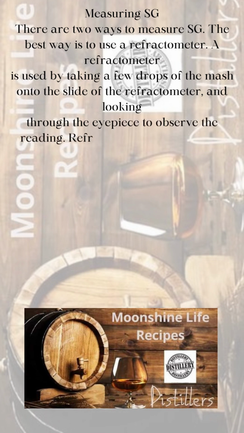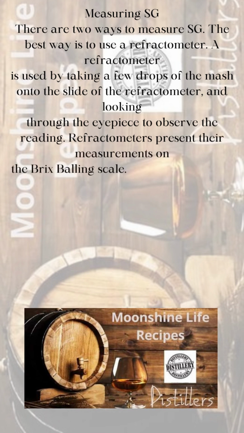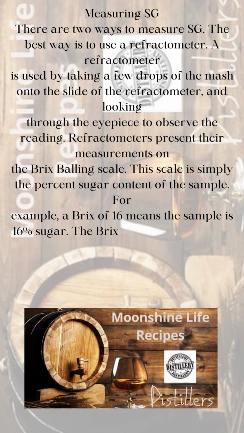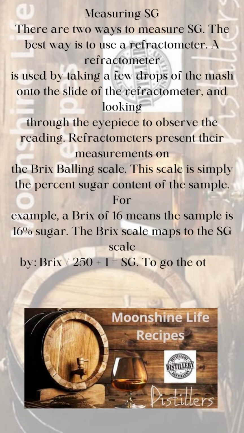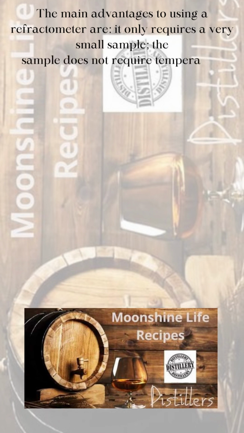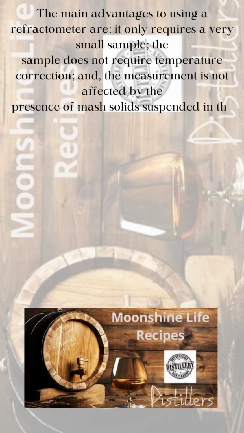Refractometers present their measurements on the Brix balling scale. This scale is simply the percent sugar content of the sample. For example, a Brix of 16 means the sample is 16% sugar. The Brix scale maps to the SG scale by Brix/250 plus 1 equals SG. To go the other way, (SG - 1) x 250 equals Brix. The main advantages to using a refractometer are: it only requires a very small sample, the sample does not require temperature correction, and the measurement is not affected by the presence of mash solids suspended in the sample.